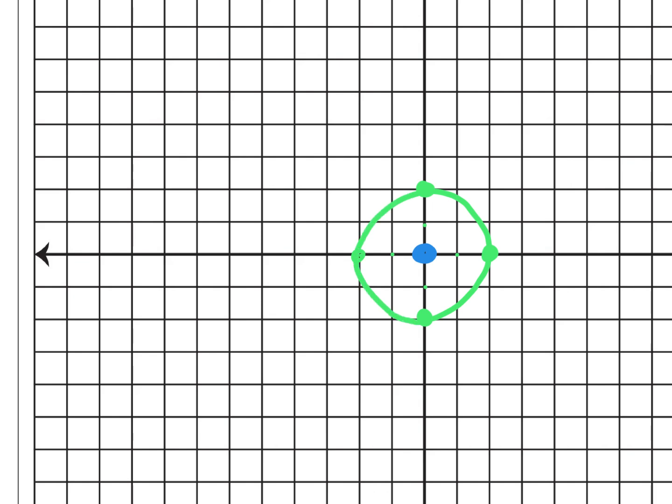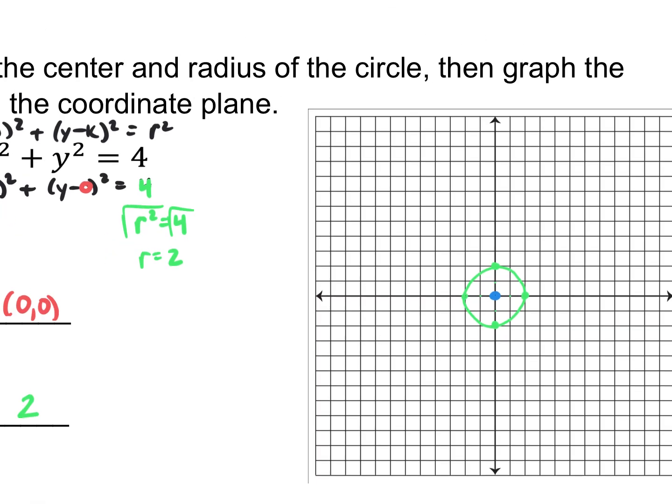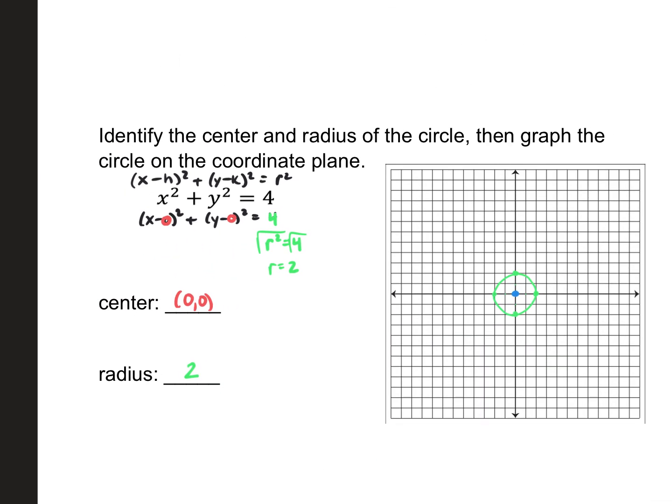So just take advantage of that and draw the most accurate circle you can. Try and do your best. And that's it. So again, finding the center, finding the radius, and once you have those 2 things, then you can graph them by just putting those 2 pieces together.